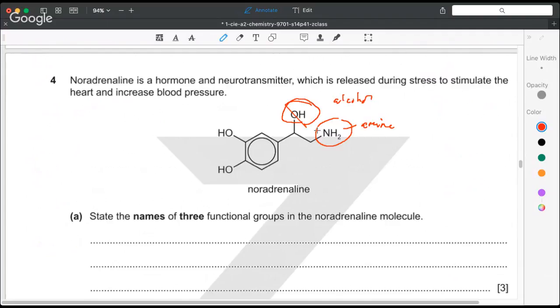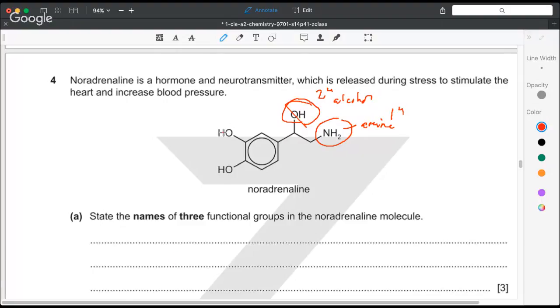If you look carefully at the skeletal formula, you'd actually say that that's a secondary alcohol, wouldn't you? Because it's joined to a carbon here, which is joined to 2 other carbons. Whereas that one at the end there is a primary amine. So you're just being a little bit more specific about these functional groups here.